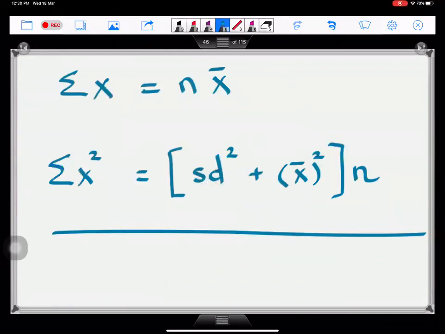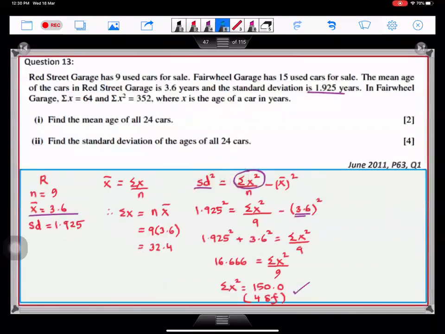Let's look at this question, the garage question. The red garage, the number is given, x bar is given, SD is given. So you first find sigma x for the red garage, which is 32.4. You find sigma x square. Either you remember the formula or you manipulate the formula at the instant. So sigma x square is this.